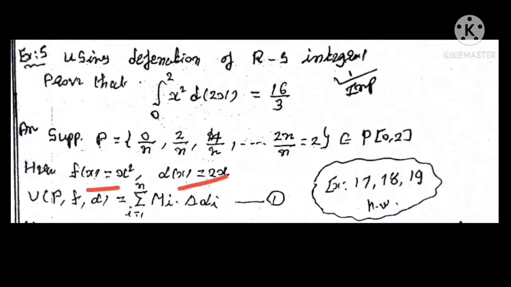Now upper sum of f with respect to P and alpha is equal to summation i running from 1 to n Mi into delta alpha i.